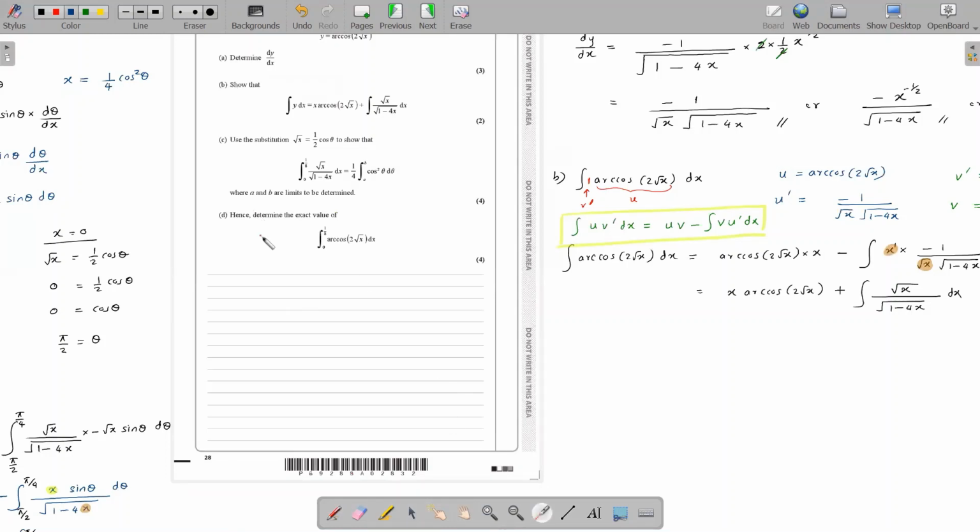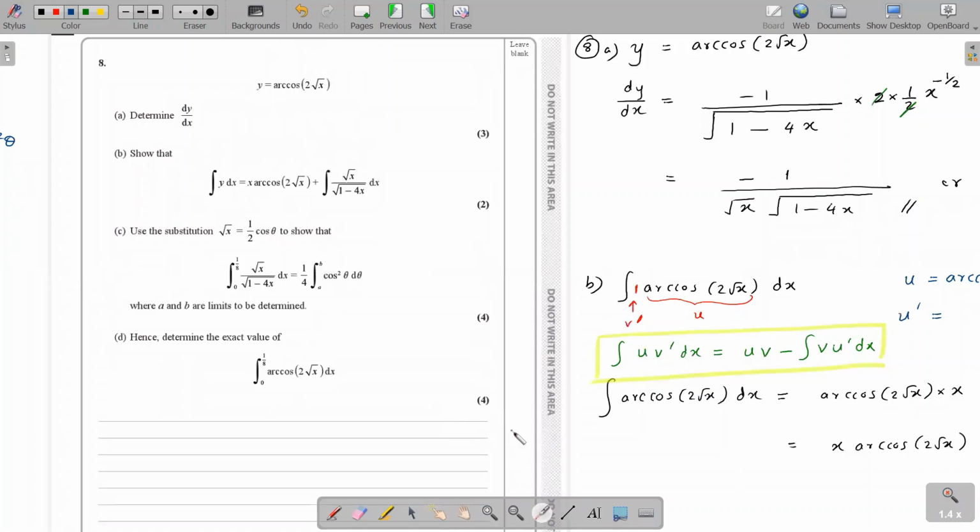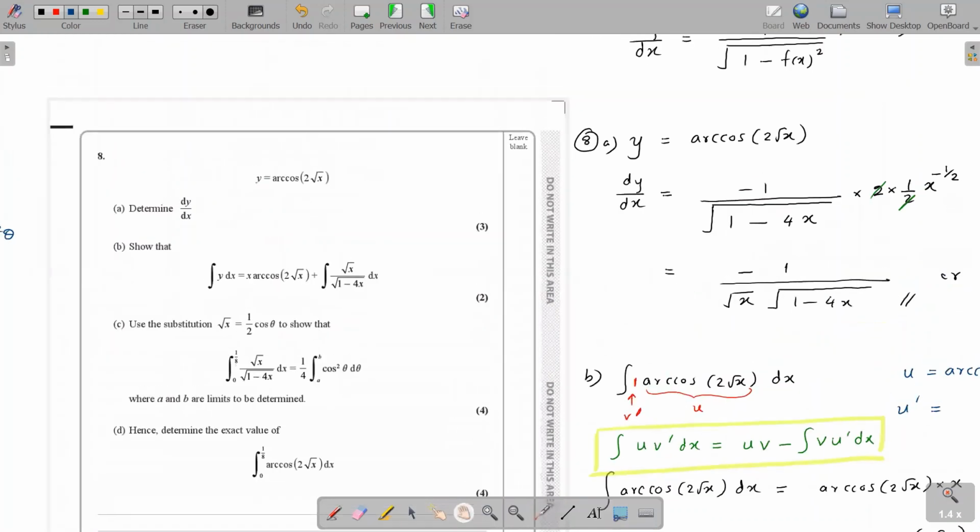Then part D thereafter: hence determine the exact value of the integral of arc cos 2 root x with limits 0 to 1 over 8. So I think you can see we were halfway through the integration of arc cos 2 root x in part B. You notice this y was arc cos 2 root x, isn't it? So we were integrating this and we came to this point, and we stopped.